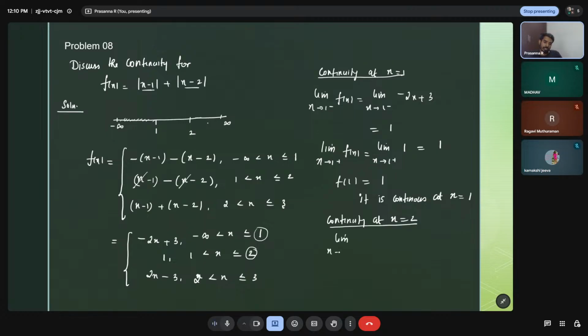So LHL is limit x tending to 2 minus of f of x. To the left of 2 again it is your constant function. Now limit x tending to 2 plus of f of x, which is 2x minus 3: when you put in 2, it is 4 minus 3, and f of 2 is again 1. So it is continuous at 2 also. So this function is continuous at each of its points, right? It is continuous throughout. Whenever your function involves some modulus, first you have to break the function. After that, you can check the continuity. Is this clear?